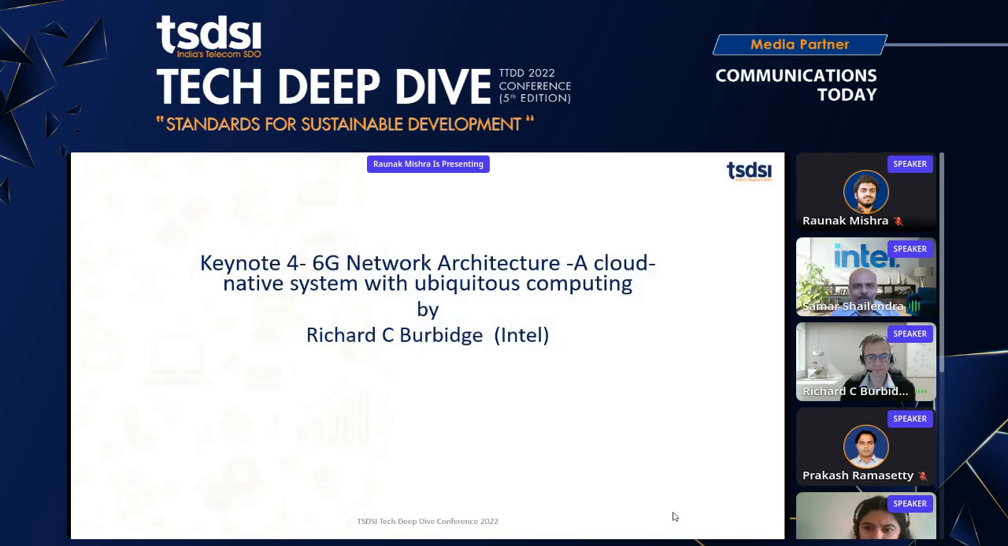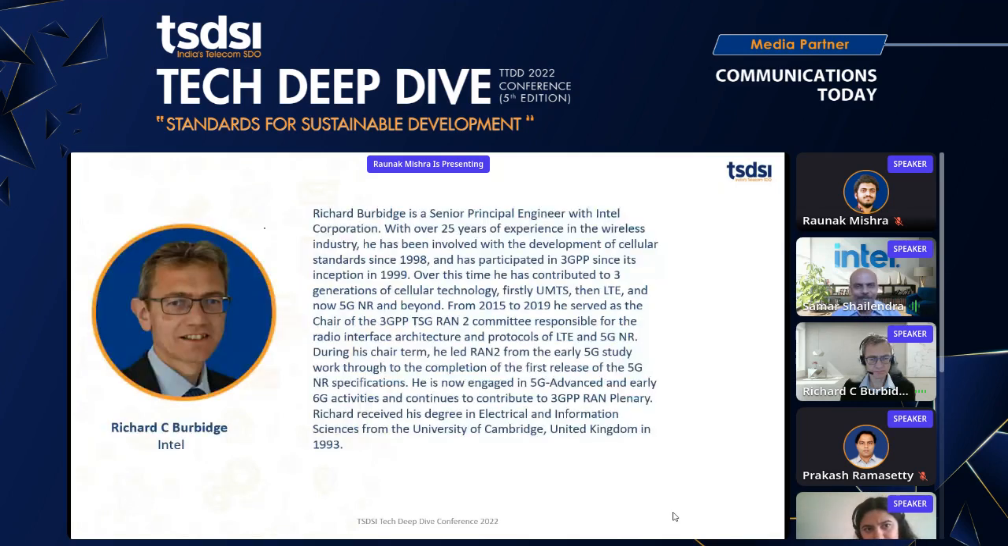Now we move on to the architecture side of it, and I would like to invite Dr. Richard, who is also my colleague at Intel, to talk about the network architecture. Dr. Richard is a senior principal engineer with Intel. He has over 25 years of experience, and I believe since the inception of 3GPP he has been involved with the standardization work. So that brings a lot of insights into what can go in, what should go in, and the reasons for that.